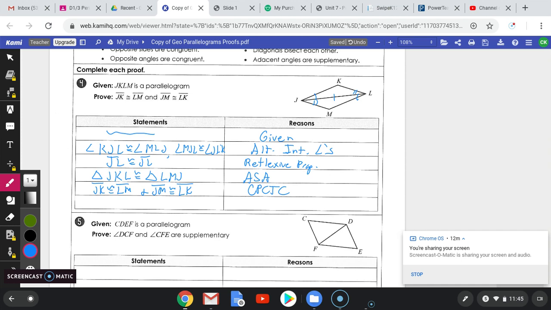So because of the program I'm using here, time is running out, and I don't want to be cut off during the middle of a problem. So what I'm going to do here is I'm going to finish this video, and then what I would like you to do is watch part 2 of proofs with parallelograms.